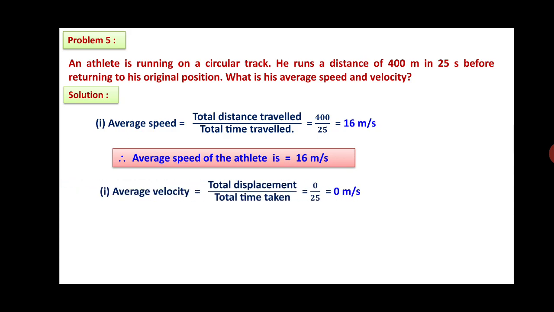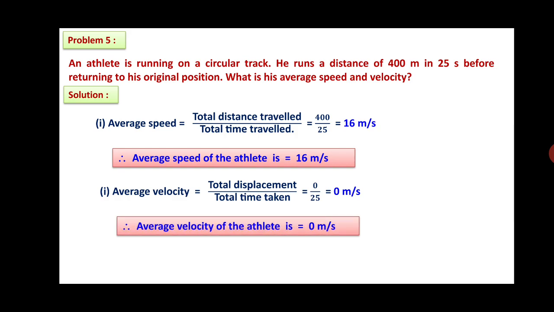Second, average velocity we have to calculate. He is coming to the original position, means no displacement, that is 0, and total time taken is 25 seconds only. 0 upon 25, 0 meter per second. So average velocity of that athlete is 0 meter per second.